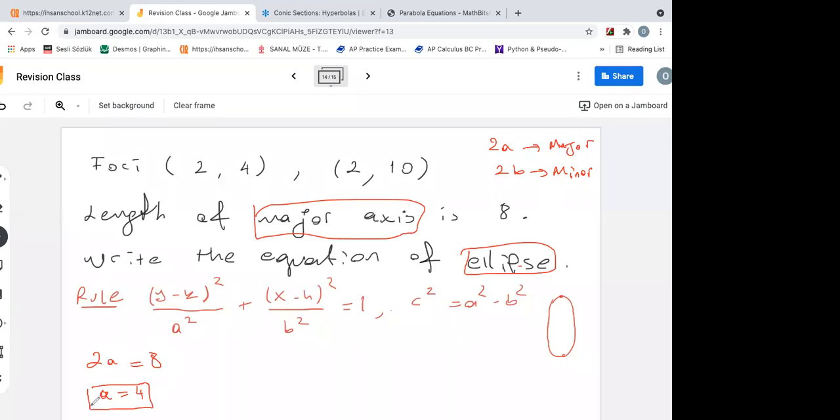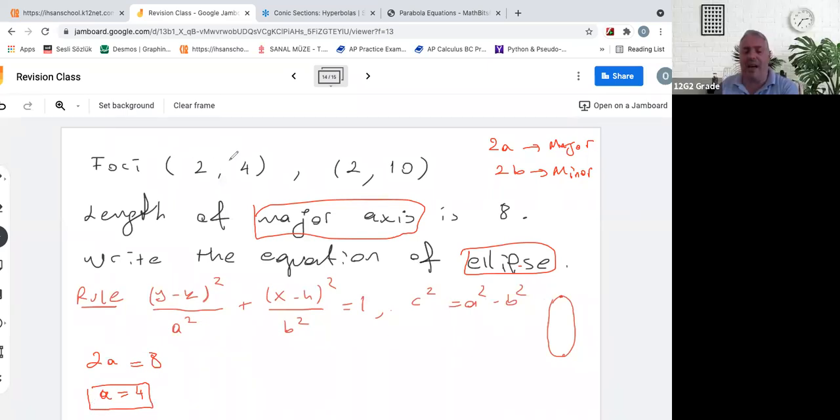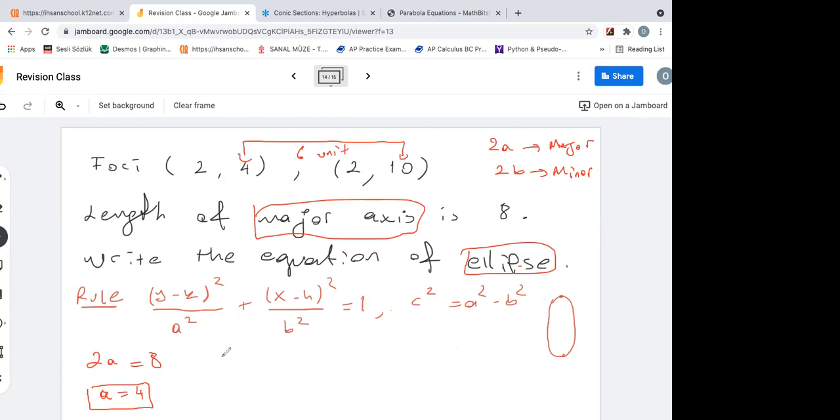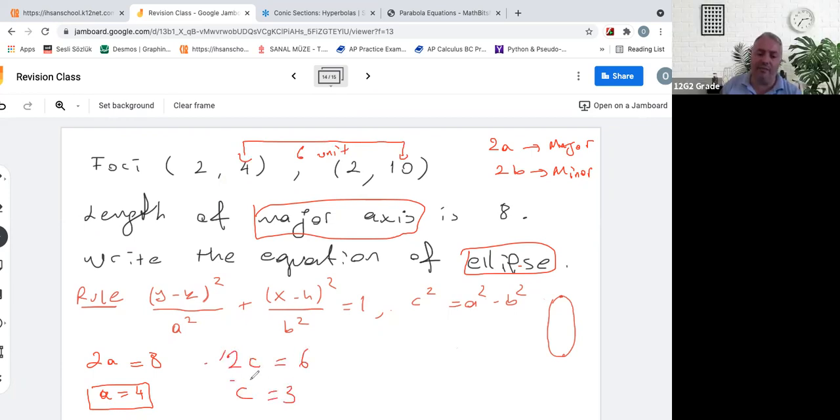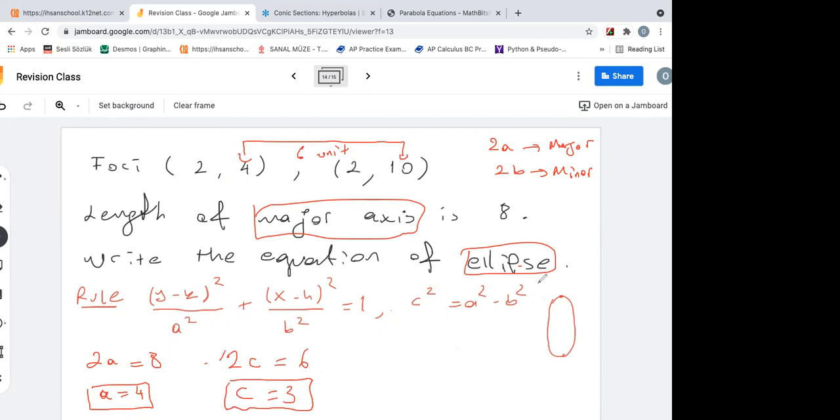And the foci points are (2, 4) and (2, 10). So what is the distance between them? Can I find the distance as 6 units? So 2C is 6, so C is 3.